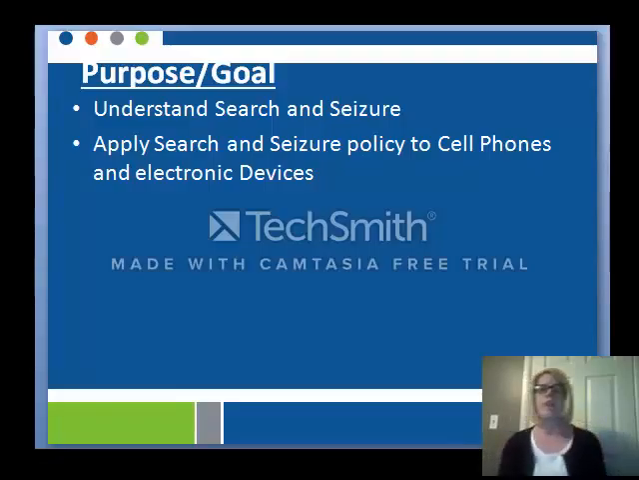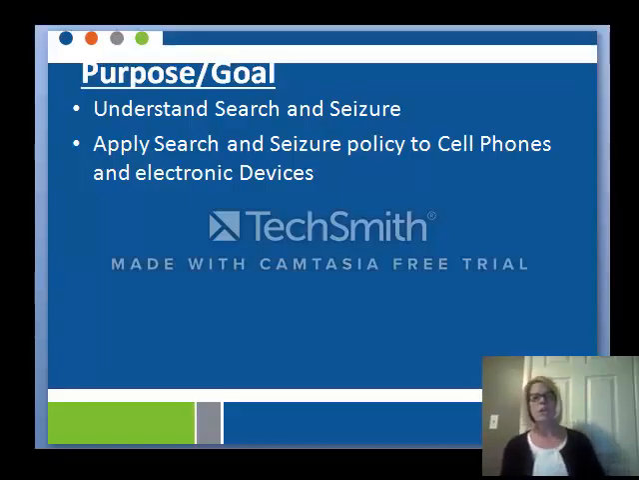So to begin today, we have to understand search and seizure, and then also take a look at the policy that we have here at this school, and then combine the two to think about how we're going to go about search and seizure when it comes to cell phones and electronic devices in our school.